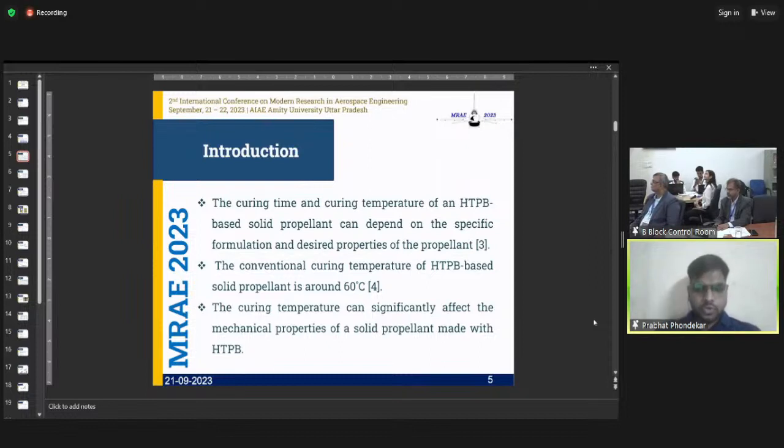For this study, I have taken HTPB as the fuel binder. HTPB means hydroxyl terminated polybutadiene. That is the most commonly used fuel binder till now. Curing HTPB takes around 6 days, at a temperature of 60 degrees Celsius. So 6 days is a very long time period. I'm trying to reduce that time period and focus on everything regarding it.